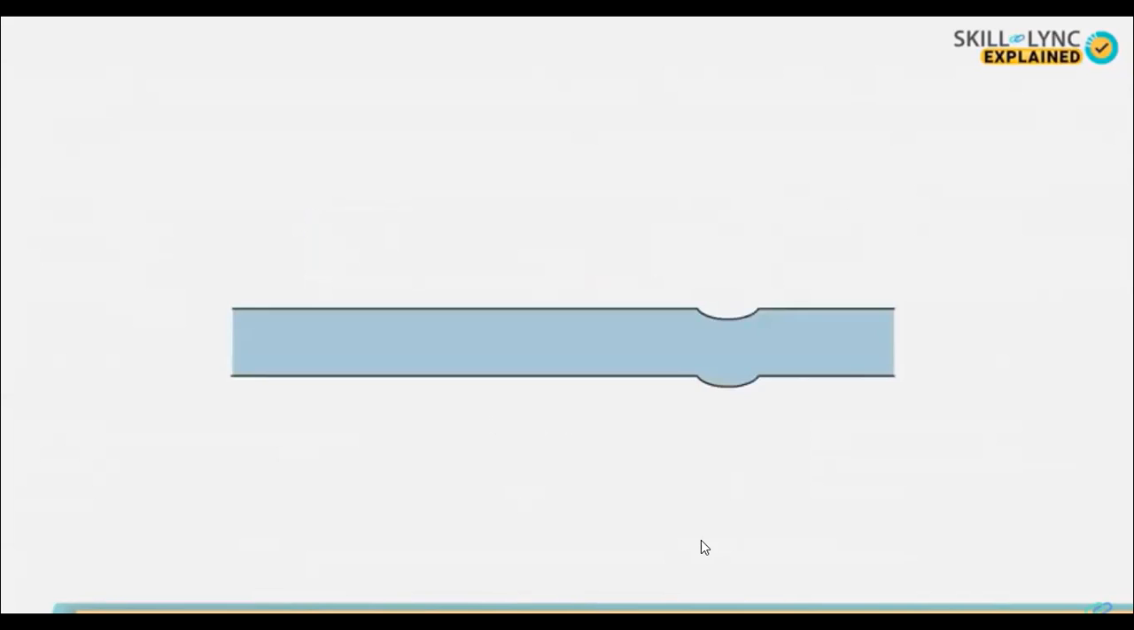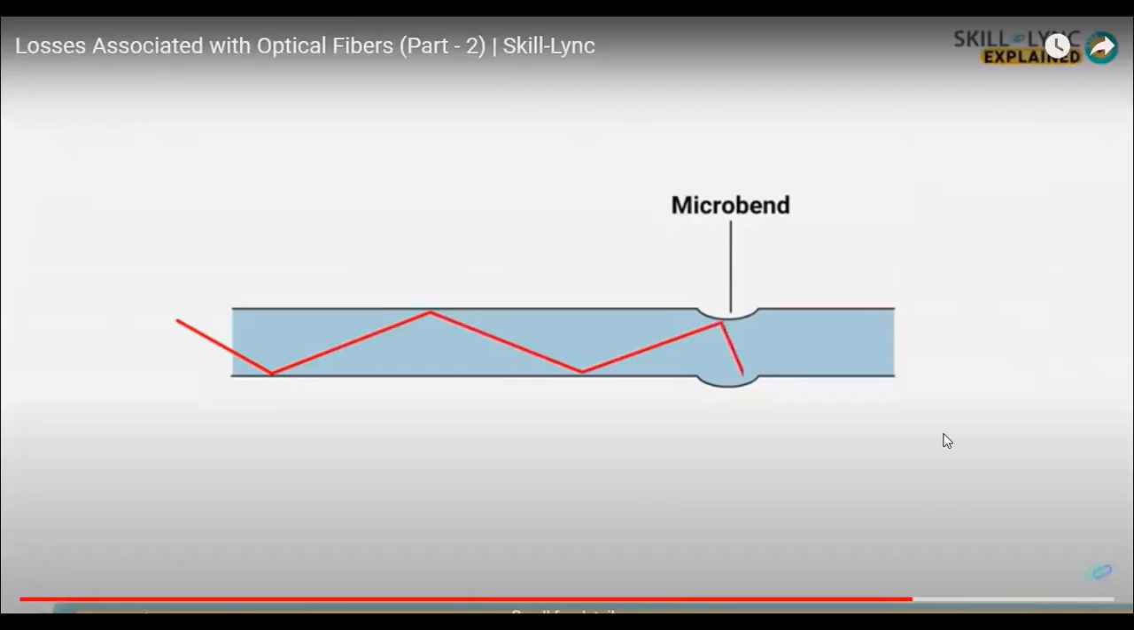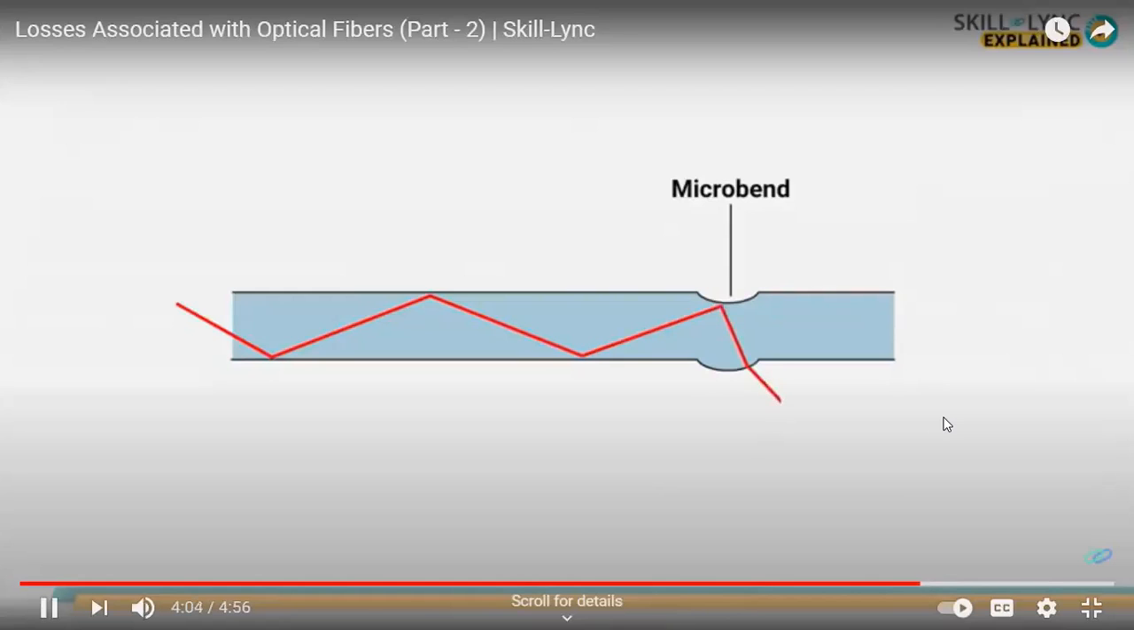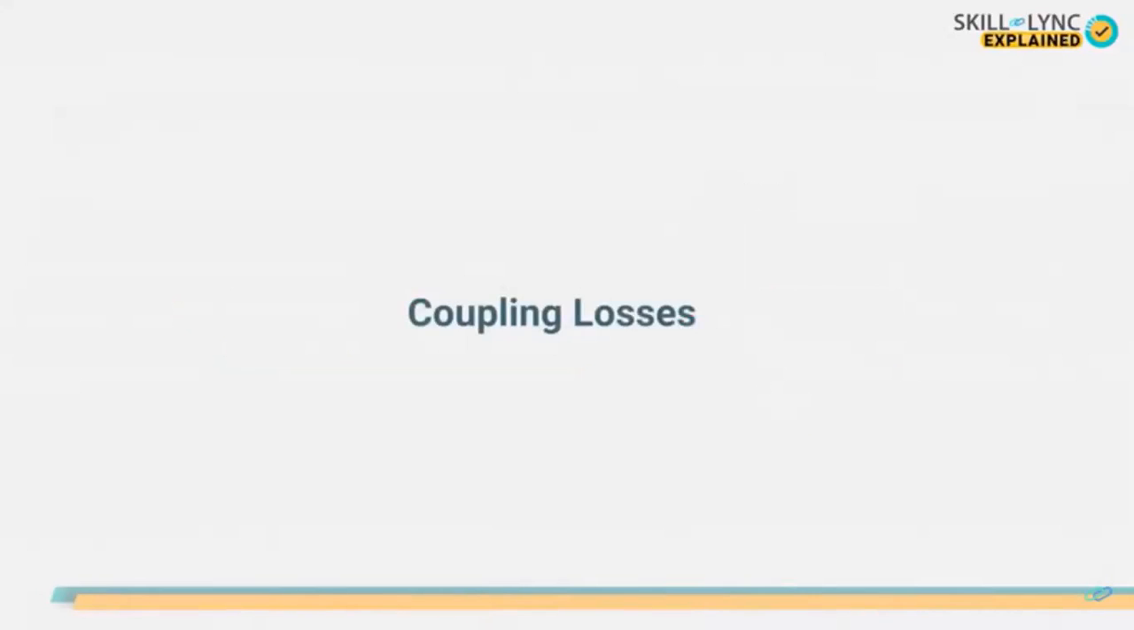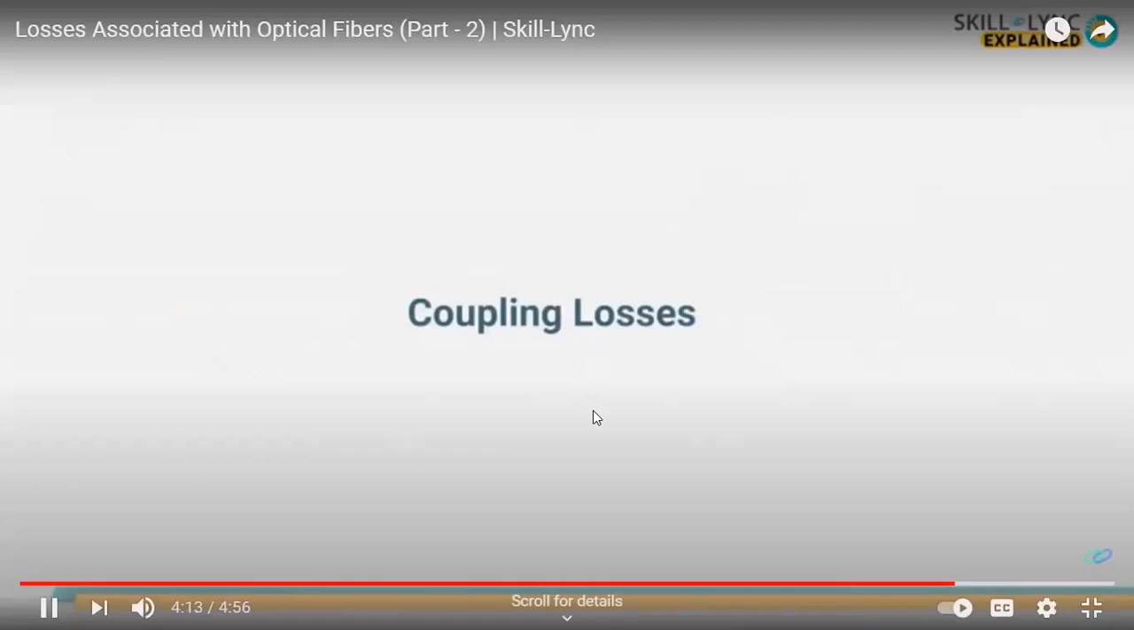Next, we have micro bending loss. During installation or fabrication of an optical fiber, the core may have some bumps on the fiber surface, which may lead to the fiber having some imperfections. When the optical signal strikes the surface, it is reflected out of the fiber, resulting in loss of optical signal. The bends on the optical fiber can be caused due to mechanical stresses during manufacture or due to temperature-induced dimensional changes in the fiber. Now let's move on to the final type of loss.